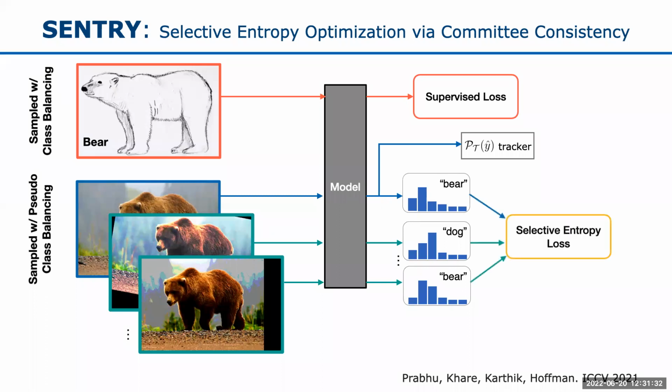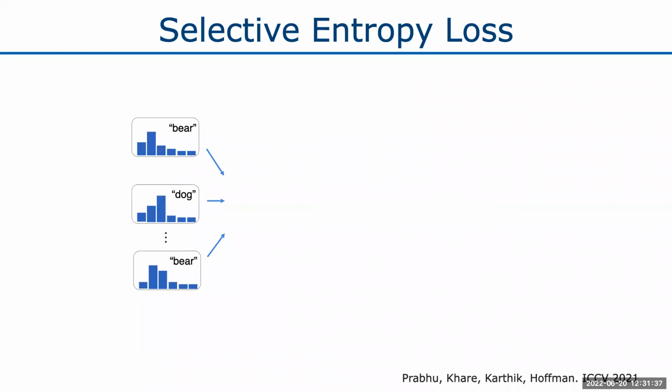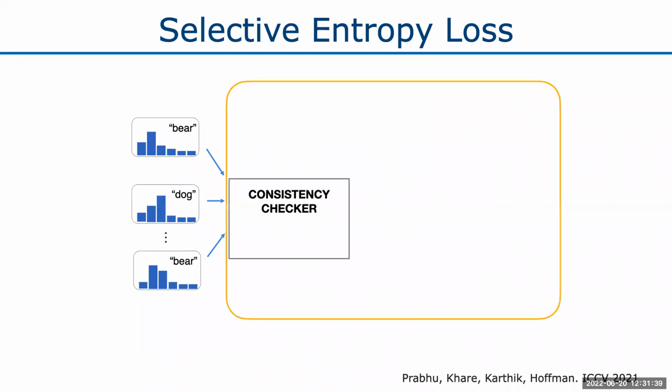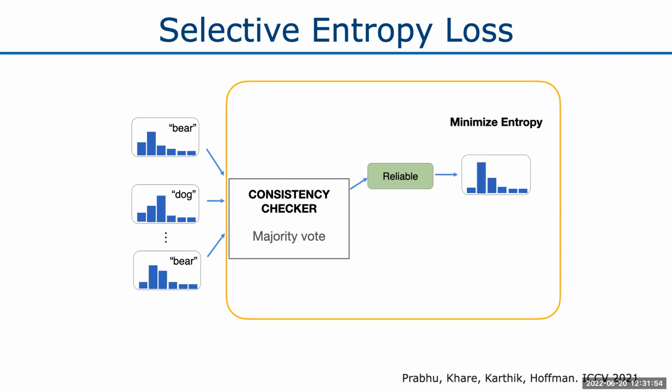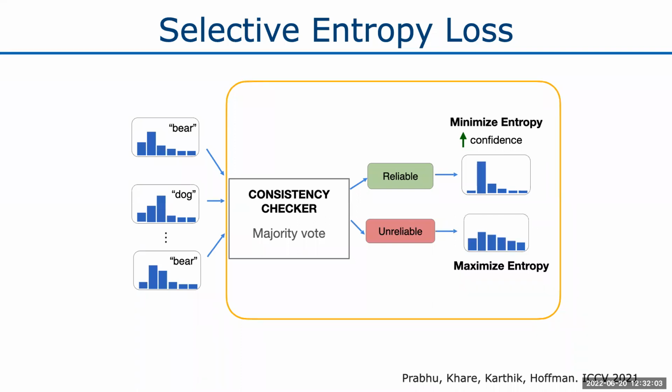We can pass all of these to this selective entropy loss, which operates as follows. It's simply going to measure the predictive consistency across all of these images and use a simple majority voting scheme. For instances for which the predictions are mostly consistent, it's going to mark those as reliable and minimize the model's predictive entropy to increase confidence. And for unreliable instances, we can maximize entropy to reduce confidence. So that's the entire approach.